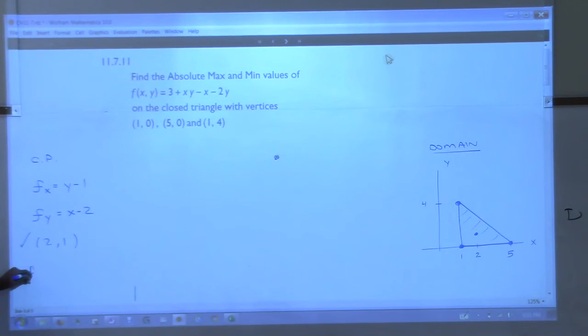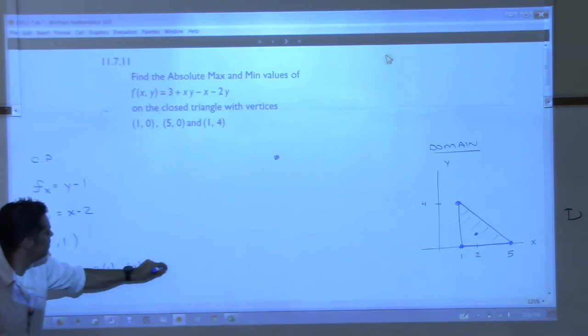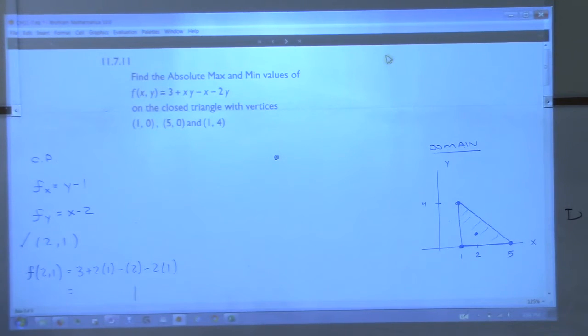Okay, so what is our original function's value at the point (2, 1)? Let's see. So we plug in 2 for x and 1 for y. So when we plug in (2, 1), we get 1. We don't know yet if this is going to be the absolute max or the absolute min or neither one. It could be happening on the boundary instead of here. But inside our region, this is the only point of interest to us.